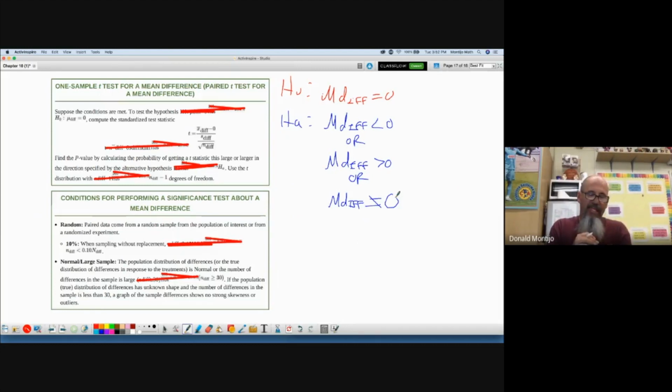Other than that, it's exactly the same thing that we've been doing the whole time. Is it random? I don't know. Did they tell me? Is it independent? Well, is the population 10 times the size of the sample? Is it normal? Did they tell me? Or does a central limit theorem apply?